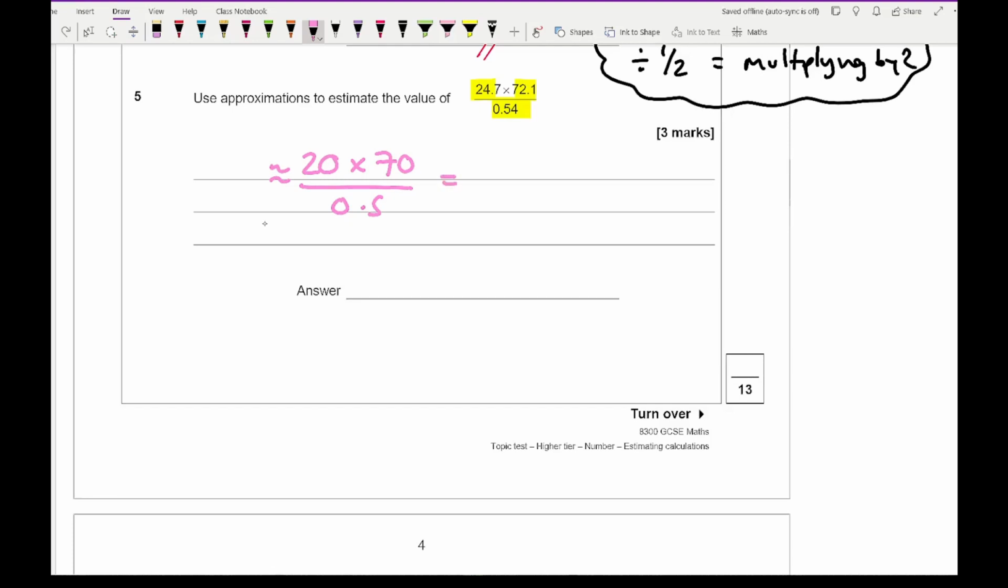So here we've got 2 times 7, which is 14, and we've got 2 zeros. Then here we're dividing by a half, and dividing by a half is the same as multiplying by 2, so that becomes 2,800.